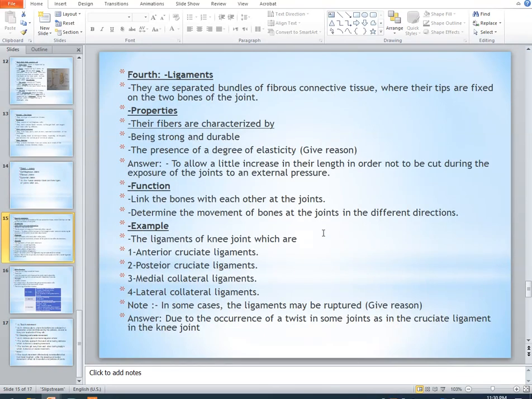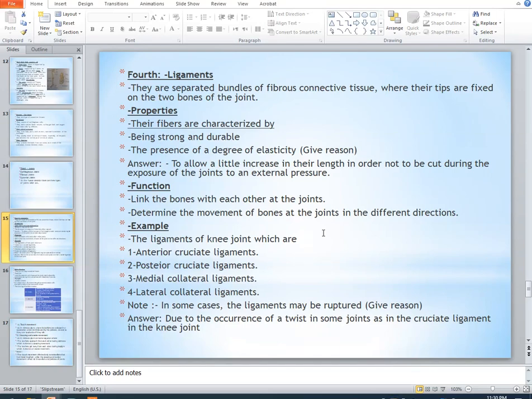After that, we'll talk about the ligaments, separated bundles of fibrous connective tissue, where their tips are fixed on the 2 bones of the joint. What are the properties of ligaments? They are fibers characterized by being strong and durable. The presence of a degree of elasticity allows a little increase in their length in order not to be cut when the joint is exposed to external pressure.